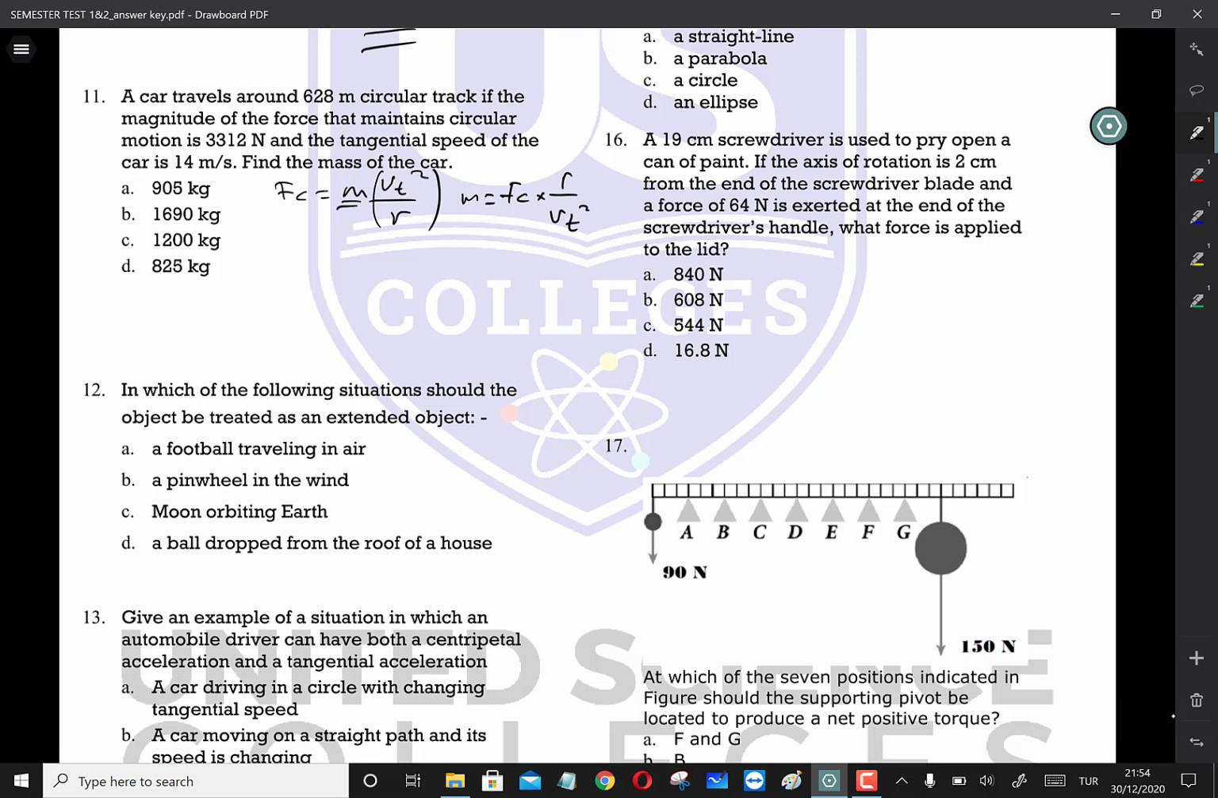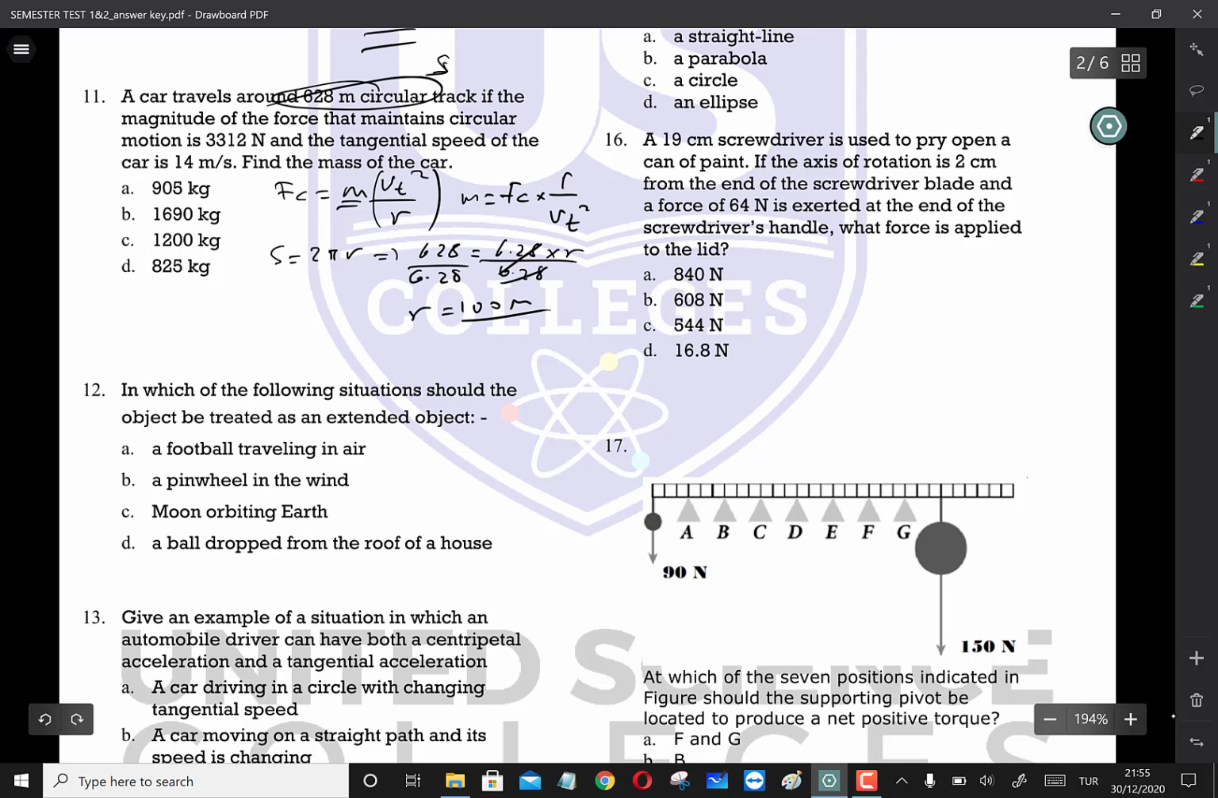Fc is given, vt is given, r is not given. We are going to calculate r from the circumference, because circumference is given. This is the circumference, the arc length for 1 revolution, and we know that circumference is equal to 2 pi r. 628 is equal to 2 pi, 6.28, multiplied by r, divided by 6.28 on both sides. So r is going to be, I think, 100 meters.